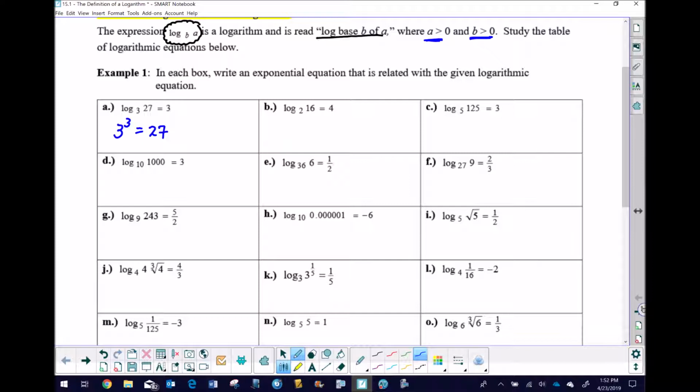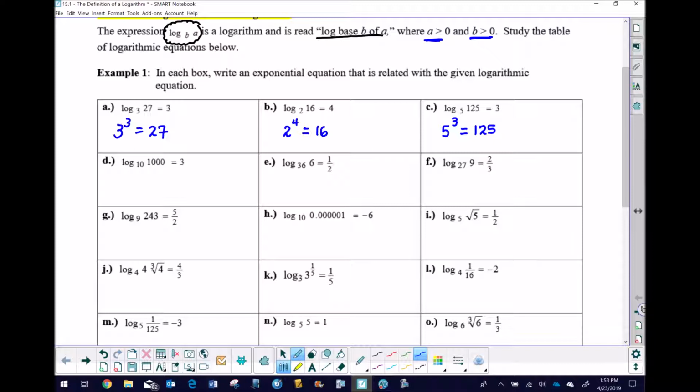Okay, let's look at example b. Is that kind of the same thing? What would be our base? 2 raised to the 4. Is that equal to 16? 2 times 2 times 2 times 2. Okay. And then with part c, 5 raised to the third. That's 125, isn't it?